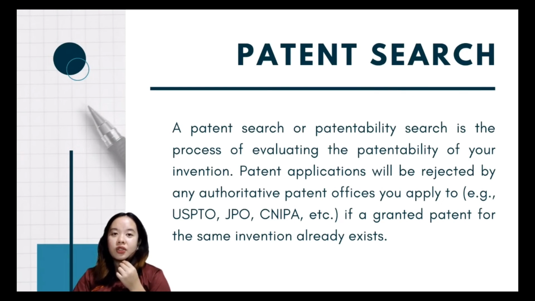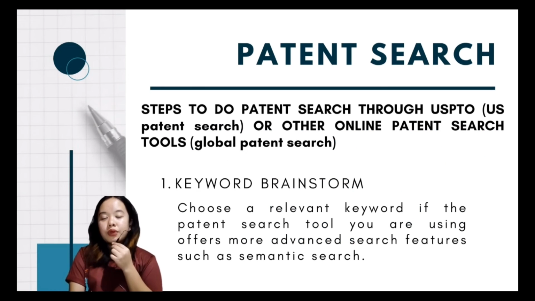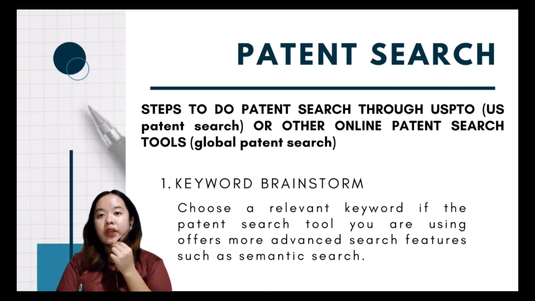Patent search. A patent search or patentability search is the process of evaluating the patentability of your invention. A patent application will be rejected by any authoritative patent office you apply to, for example USPTO, EPO, CNIPA, and so on, if a granted patent for the same invention already exists. Steps to do a patent search through USPTO or other online patent search tools, which is the global patent search. The first step in doing a patent search is keyword brainstorming.